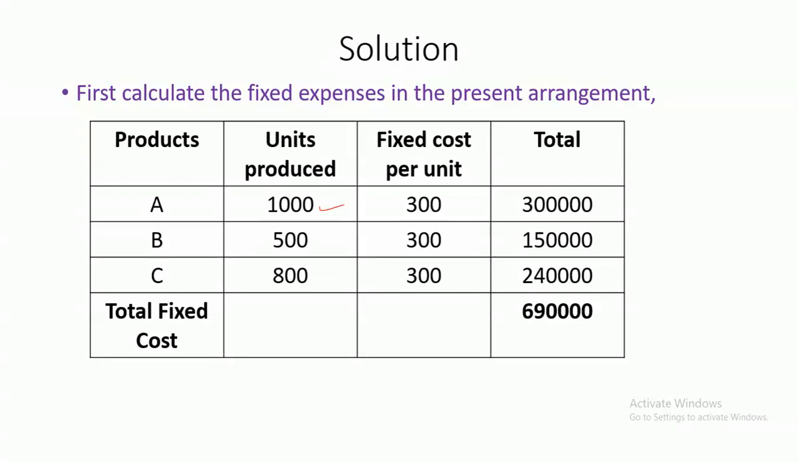Okay, units produced and fixed cost and the total, and this is the grand total of the fixed cost, or the total fixed cost of all the three products. So whatever you do, this will remain same. Okay, this will not change. You drop or you continue a product, this will be remaining same. 6,90,000 you have to spend as this fixed cost. Okay, so that has to be kept in mind. So that is the first step in the calculation of the total fixed expenses.